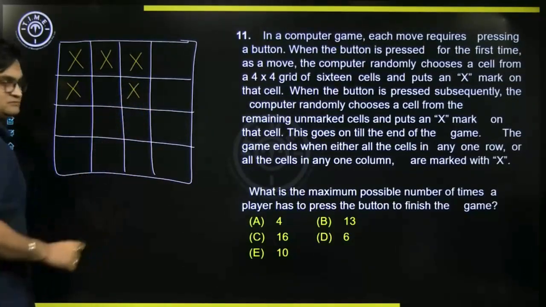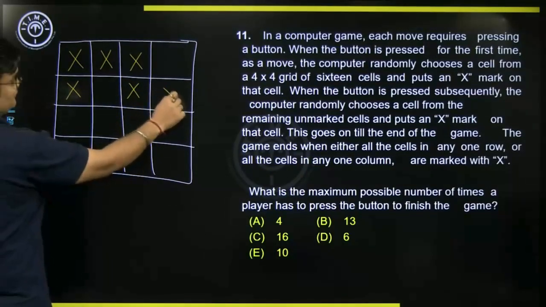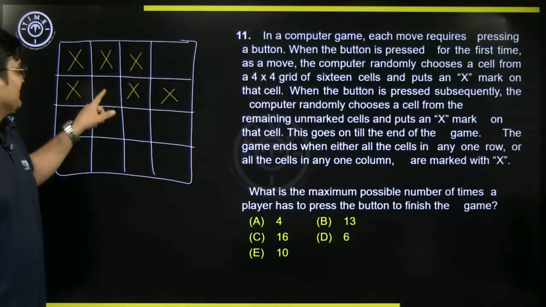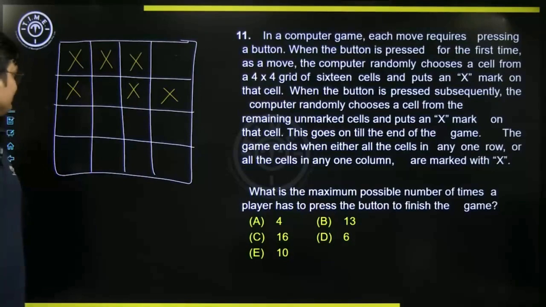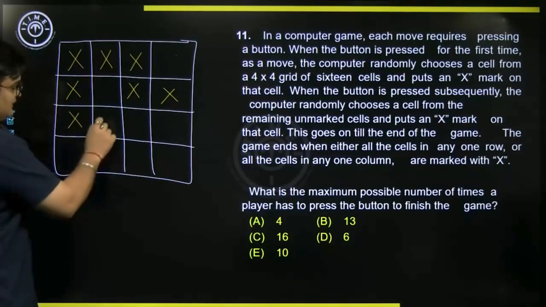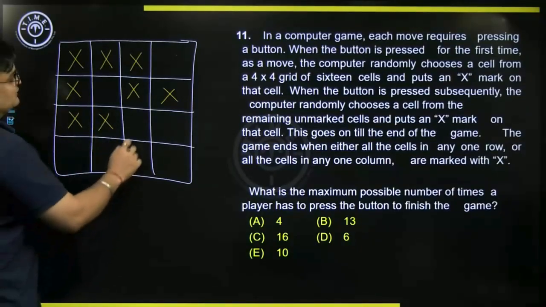Fifth move, sixth move. See, the problem is the moment I place an X here or here, my game ends. I don't want to do that. Next, seventh move, eighth move, ninth move.